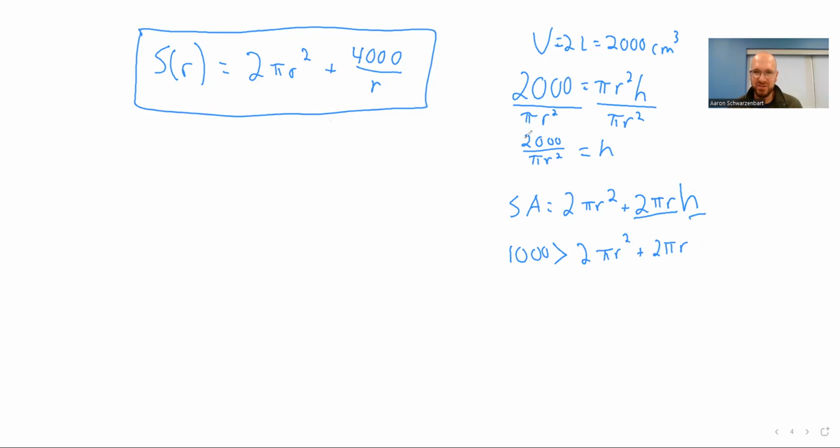And now I'm going to substitute in my height variable. And I can do a little canceling here. I got a pi that cancels. I got an r that cancels with this r squared, leaving me with 2 times 2,000, which is 4,000.